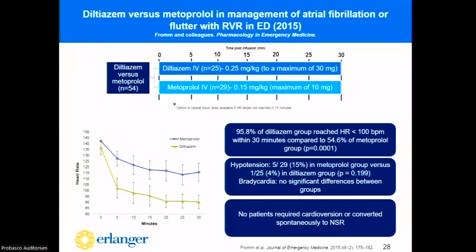They also saw greater incidences of hypotension in the metoprolol group compared to the diltiazem group, but no difference in bradycardia between groups. None of these patients required cardioversion or converted spontaneously to normal sinus rhythm. So really in this article, they were directly assessing heart rate efficacy between these two agents, and diltiazem in this case came out on top with greater heart rate reduction in a relatively quick amount of time.